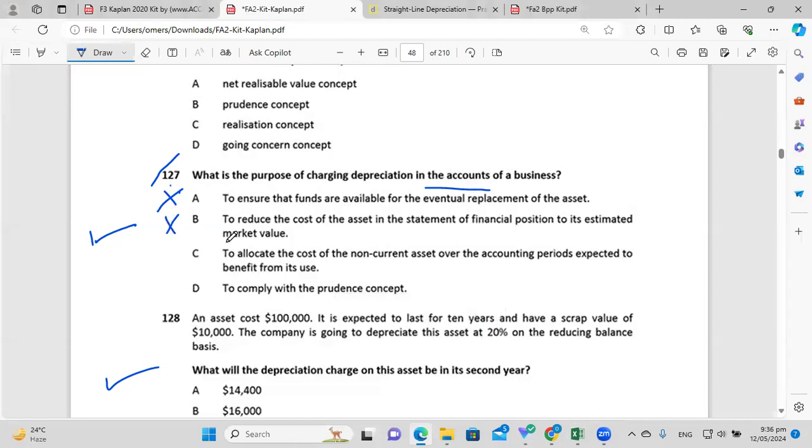Option B is also wrong because it's not that we need to bring it at market value. And option D is wrong because we have not learned anything about the prudence concept. Option C is correct because it is to allocate the cost of a non-current asset over the accounting periods expected to benefit from its use. Like I told you, after using the car for 2 years, there will be a drop in the value. So you took benefits from its use, and now the non-current asset value will be dropped. Over the accounting periods, we are calculating the depreciation: first year, then second year, the third year. So our option for this one is C.